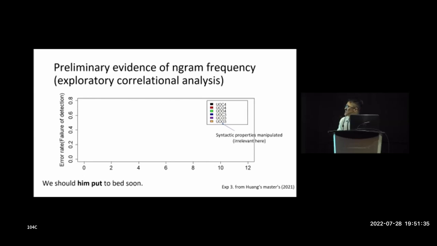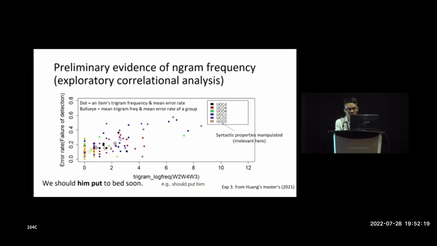The transposition in this experiment always occurred between the third and fourth words. So for example, between put and him in this sentence. The x-axis here is the log transformed trigram frequency of the second, third, and fourth words in the sentence. To give a concrete example, the trigram frequency of the stimulus, "we should him put to bed soon," is the frequency of the co-occurrence of "should put him" in a large linguistic corpus called the COCA corpus. And the y-axis is the rate of failure to detect the transposition.